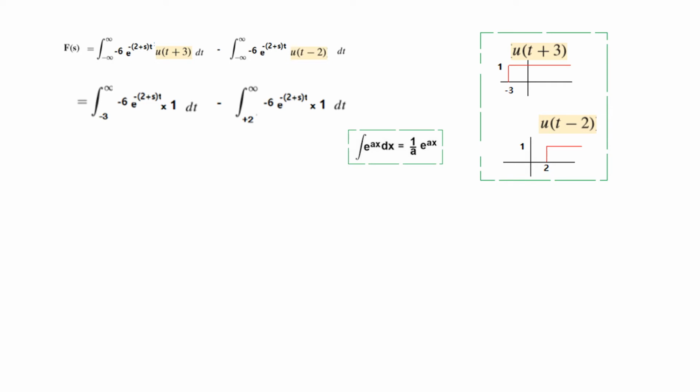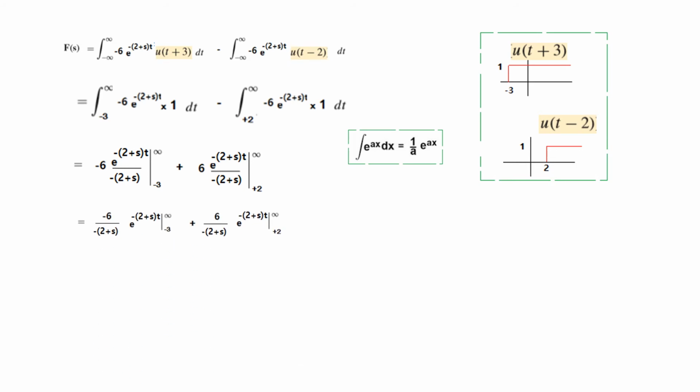And now we'll take help of this integral formula. The integral of e^(ax) dx is 1 over a times e raised to the power ax, so we'll apply that formula. So minus 6 out, e raised to the power minus (2 plus s)t at the top, divided by this factor, minus (2 plus s), we divide that. And similarly here, same thing. Minus and minus becomes plus 6 e raised to the power this, and when we do the integral, it will be divided by minus (2 plus s). So just keep this formula in mind. And then we put the limits.